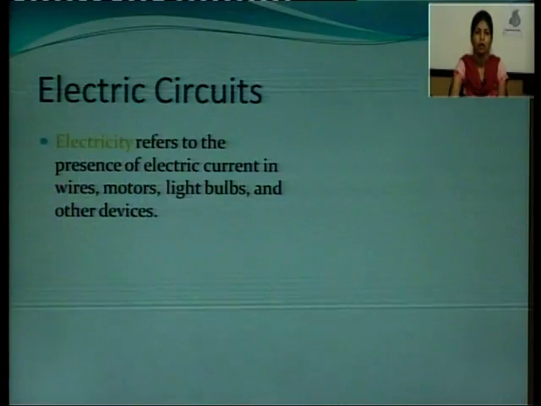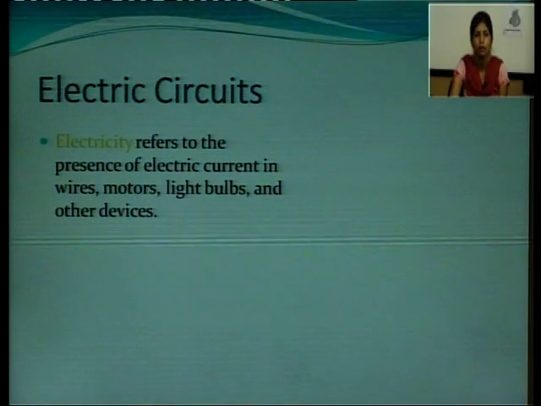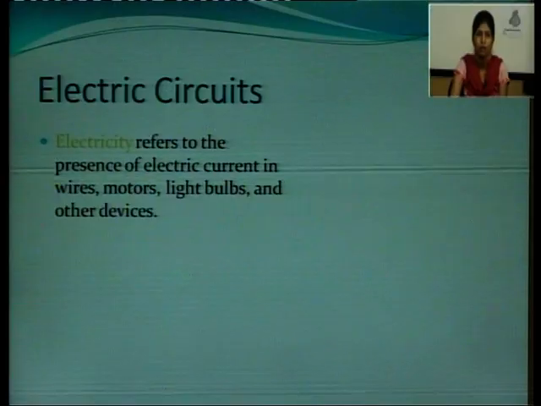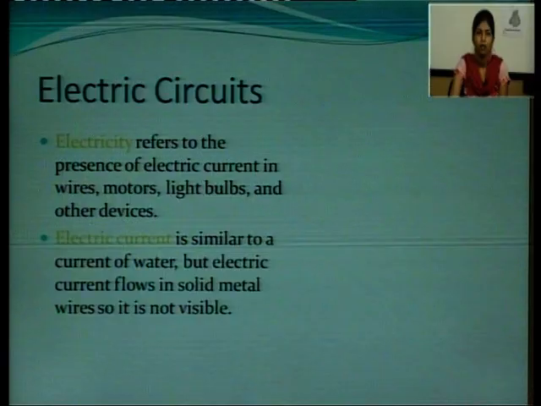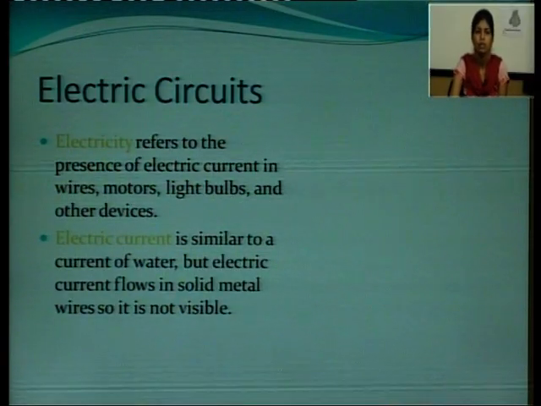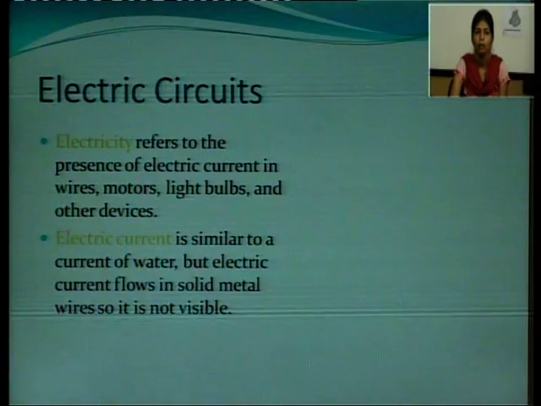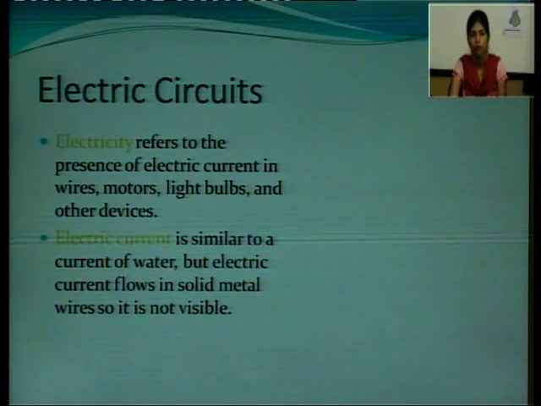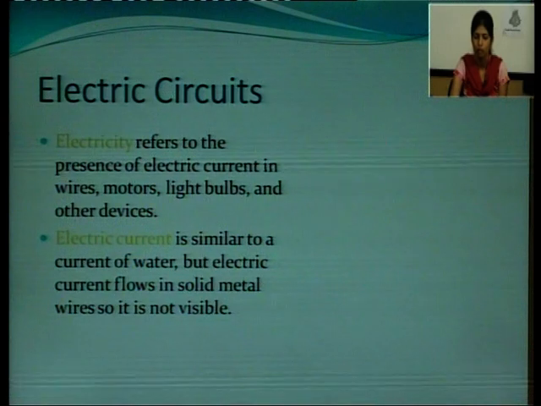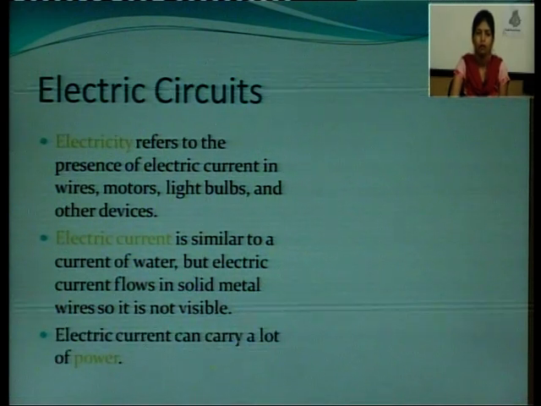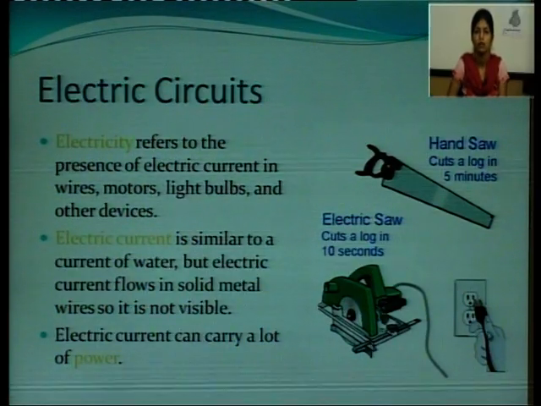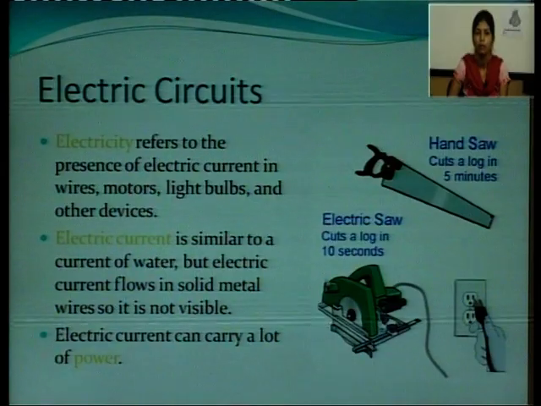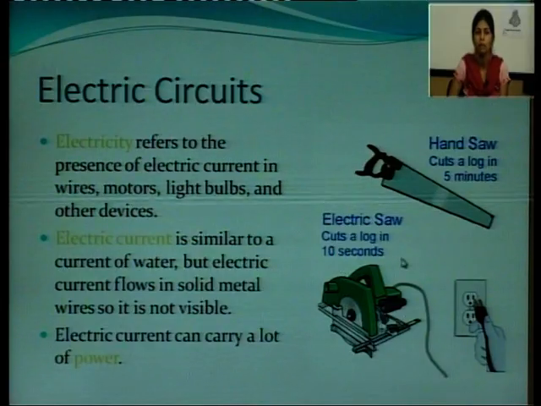So, what is basically electricity? It refers to the presence of electric current in wires, motors, light bulbs and other devices. And what is the electric current? It is similar to a current of water, but electric current flows in solid metal wires, so it is not visible. So, electric current can carry a lot of power. So, see, with this electric current we can do the work in minimum time.